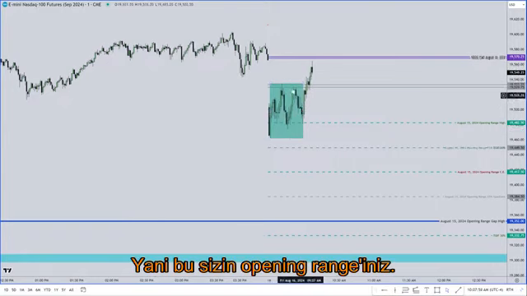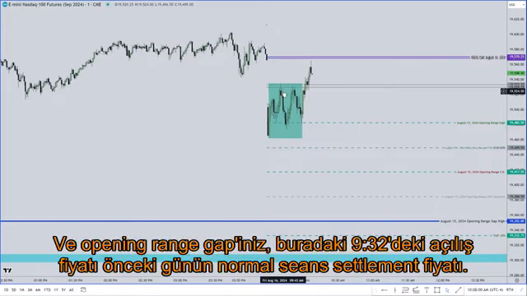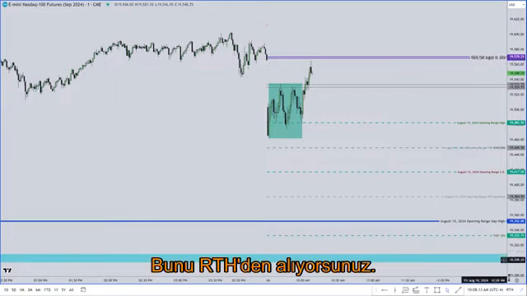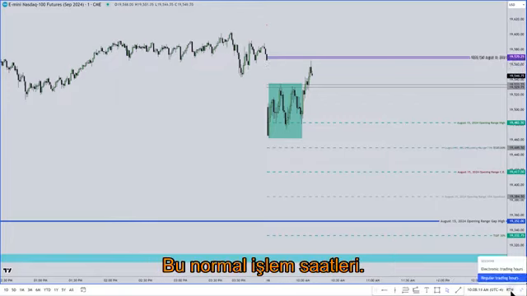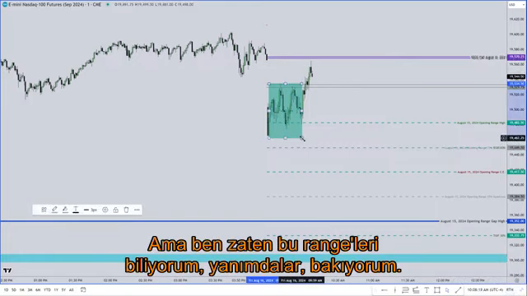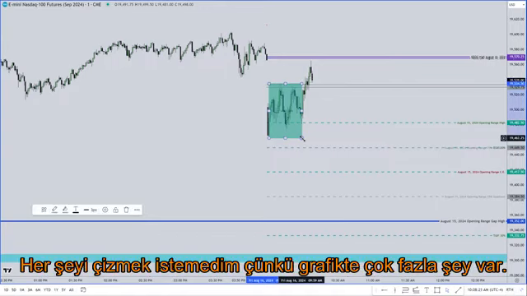So this is your opening range, and your opening range gap is that opening price here at 9:30 to previous day's regular session settlement price. That's the close. You get that by the RTH, that's the regular trading hours. That's what you're using that information for. But because I already know these ranges, they're next to me, like I'm looking at them, I didn't want to draw everything out because it's too many things on the chart.